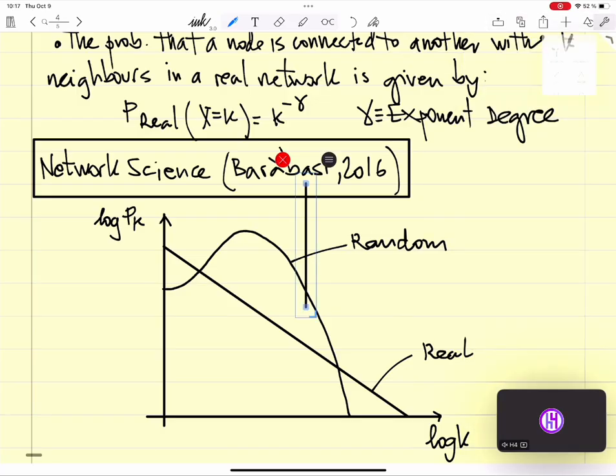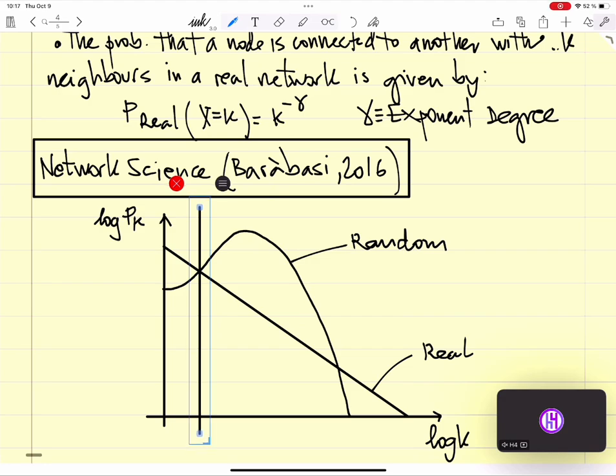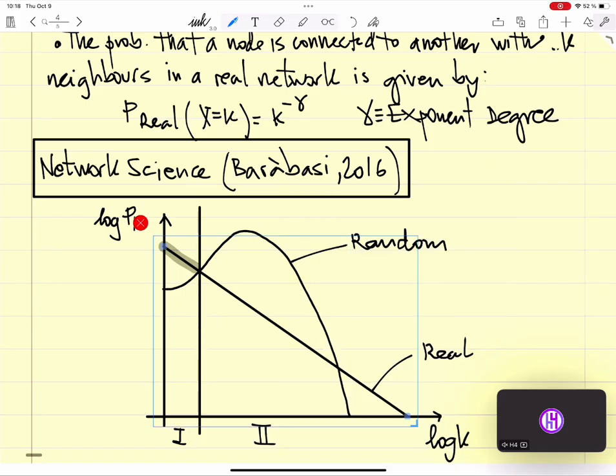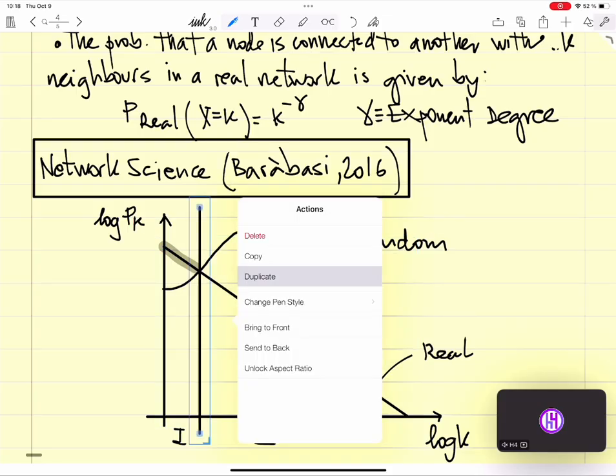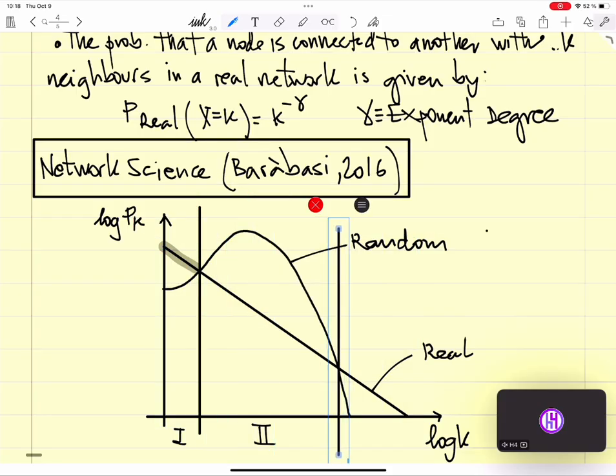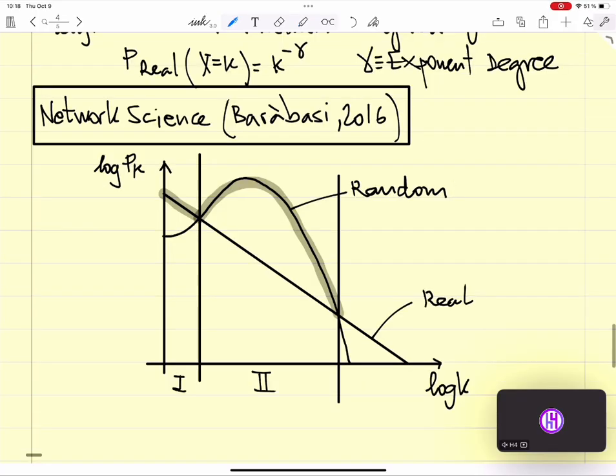So fact of the matter is that we have three phases here. Phase 1, in which the real network is higher than the random network. Phase 2, in which the random network is higher than the real. In phase 3, the real is higher again. Okay?